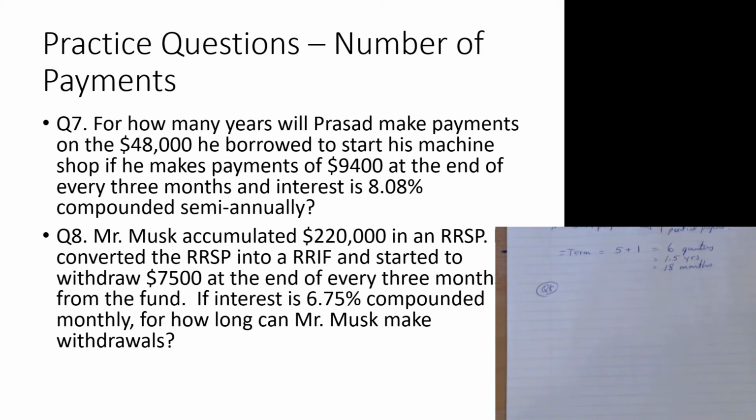Start to withdraw $2,500 at the end of every 3 months from the fund. Okay. So that's standard thing. There's annuity rules as to how much you have to withdraw and stuff like that, but we won't get into that here.